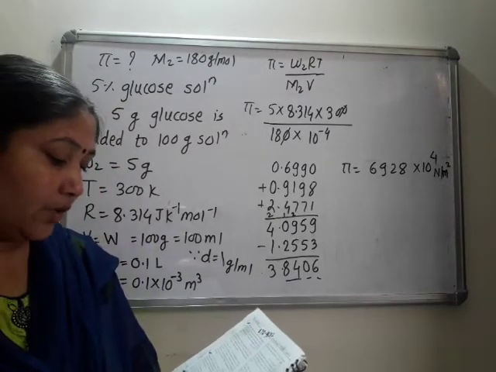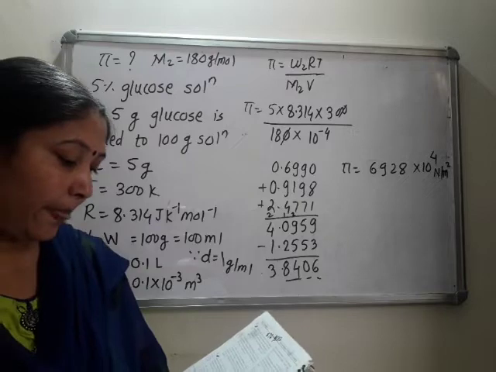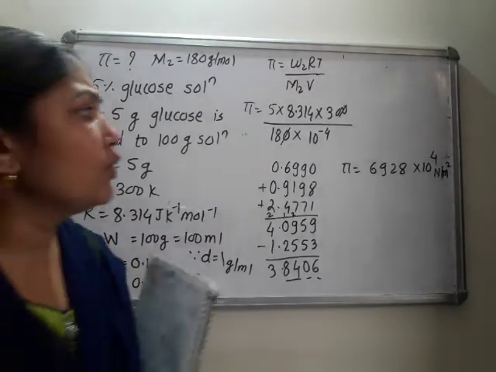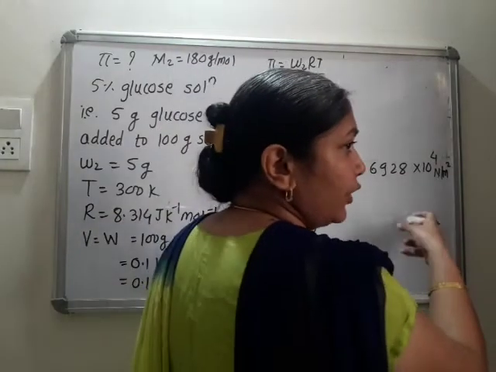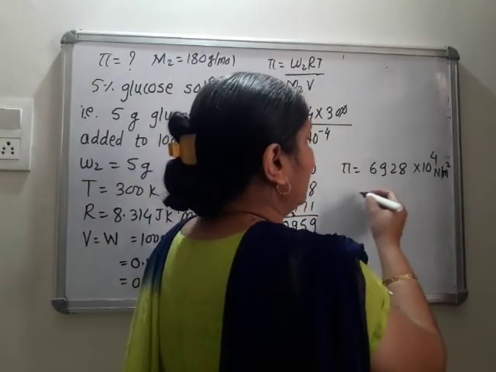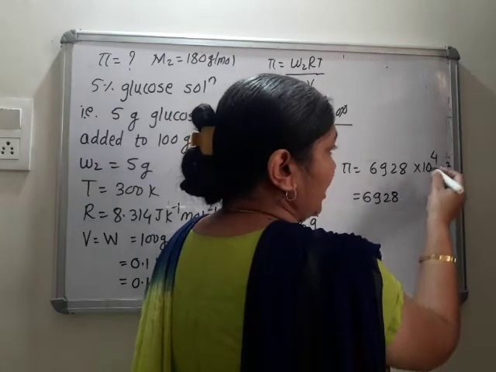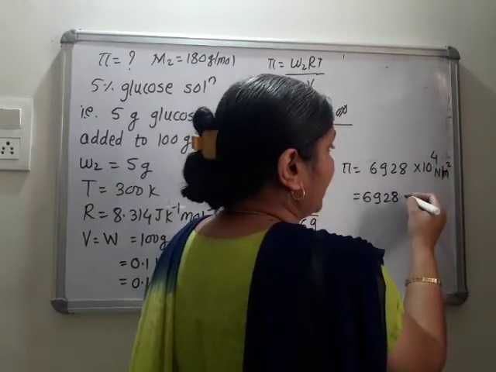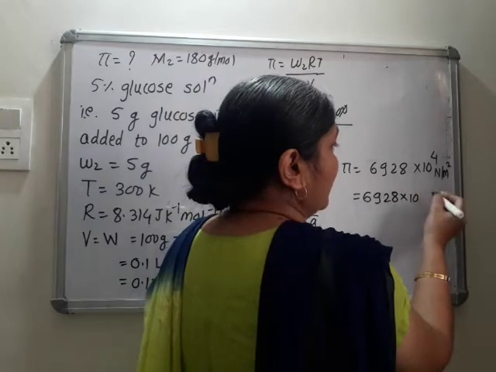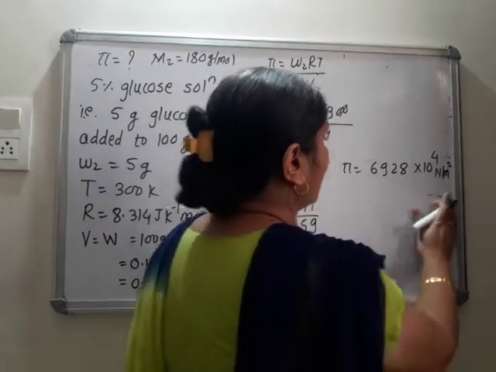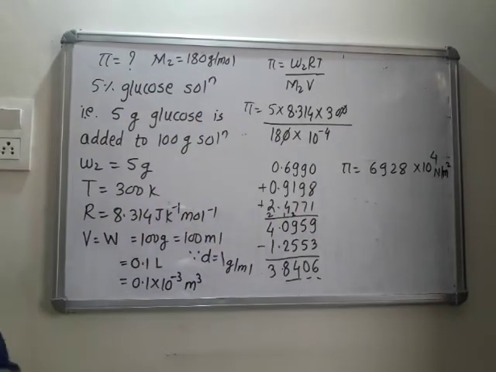Newton per meter square is the same as Pascal. They have given it in kilopascal. Doesn't matter. So to convert this into kilopascal, we have to divide this by 1000. So this will be 6928 into 10 raised to 4 upon 1000. So that is into 10 kilopascal. Okay. Or simply keep it as it is, Newton per meter square. Okay. Check all the things are correct now.